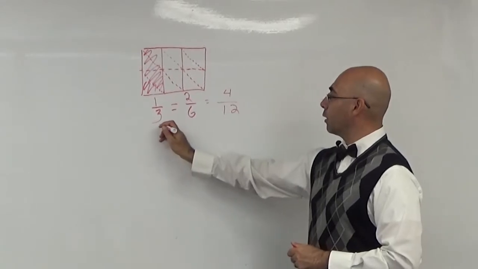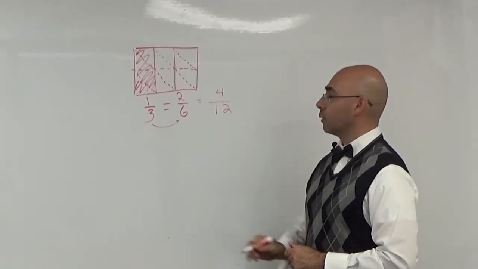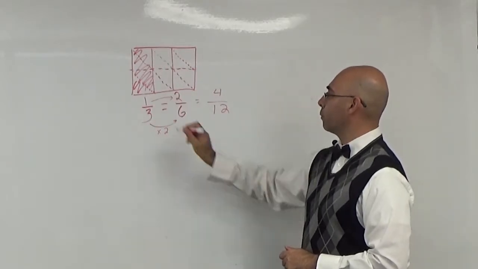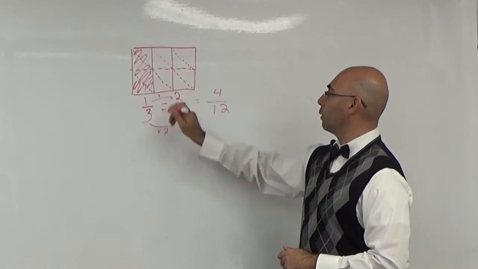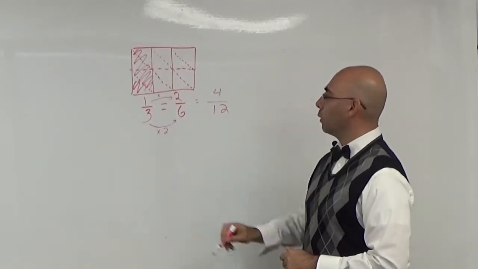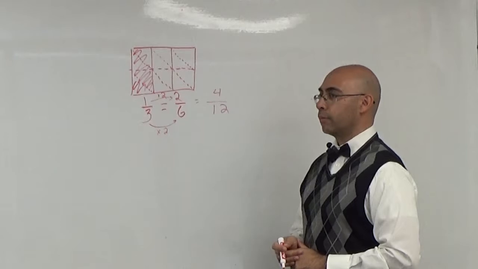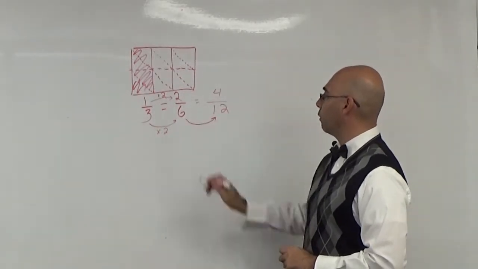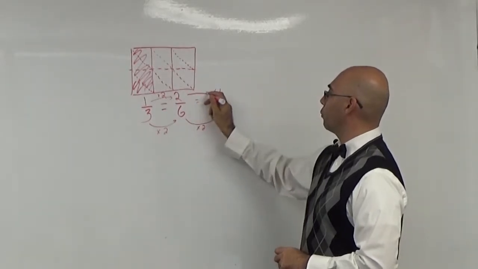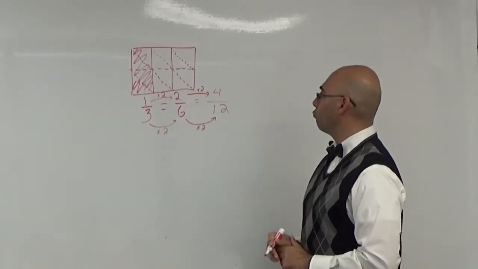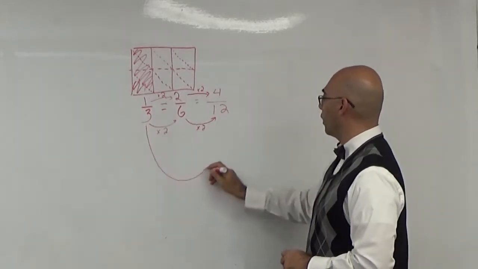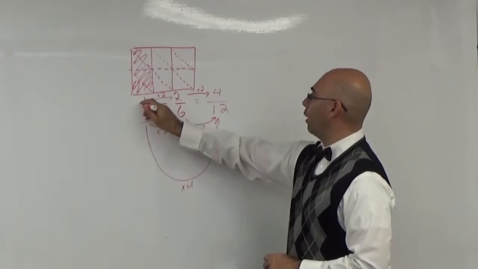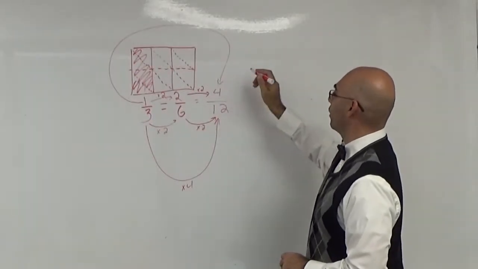If I look at this, how do you turn a 3 into a 6? Multiply by 2. How do you turn a 1 into a 2? Multiply by 2. How about a 6 into a 12? How about a 2 into a 4? What if I were to go this way? How do you turn a 3 into a 12? How do you turn a 1 into a 4?